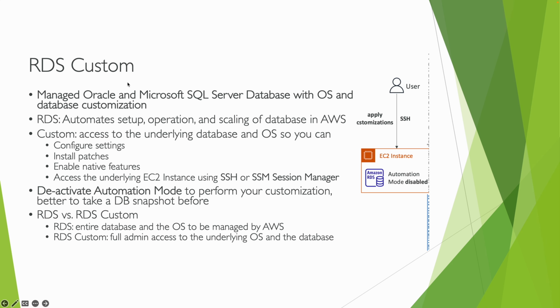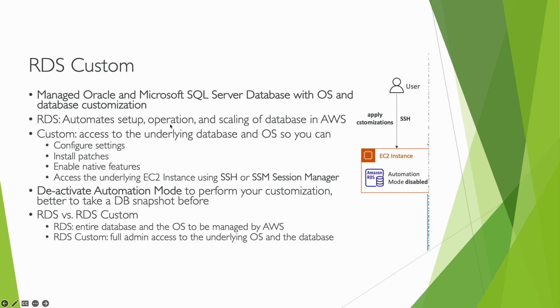This is available only for the Oracle and SQL Server databases. So for MySQL or PostgreSQL, we won't be able to use RDS Custom and SSH into the EC2 instance, because for Oracle and SQL Server there will be a lot of OS level configurations and patches that need to be done. So for that we use RDS Custom, which gives us the option to SSH into the EC2 instance, and we can do some OS level patching and changes.